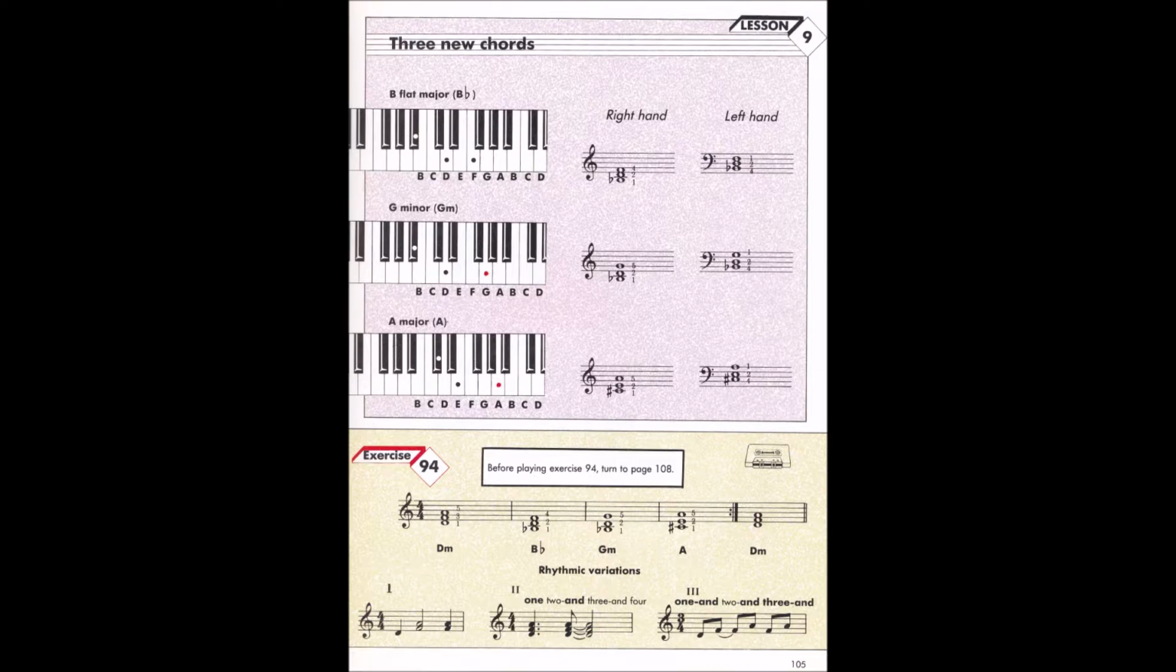Now, G minor, which is made up of B flat, D, and the root note G. Here it is with the right hand. And the left.